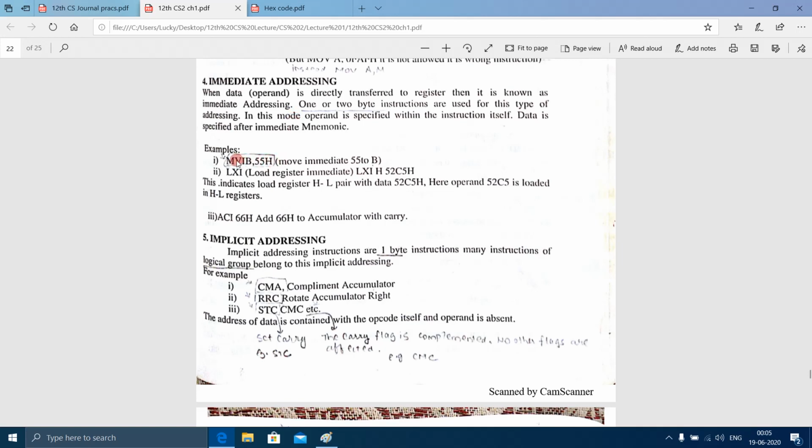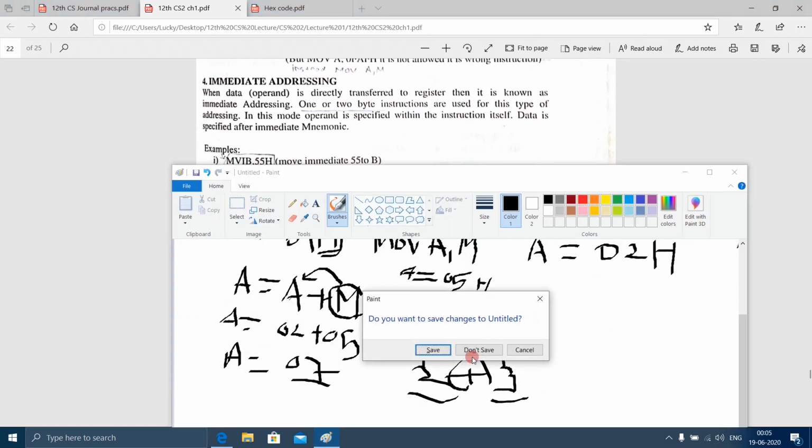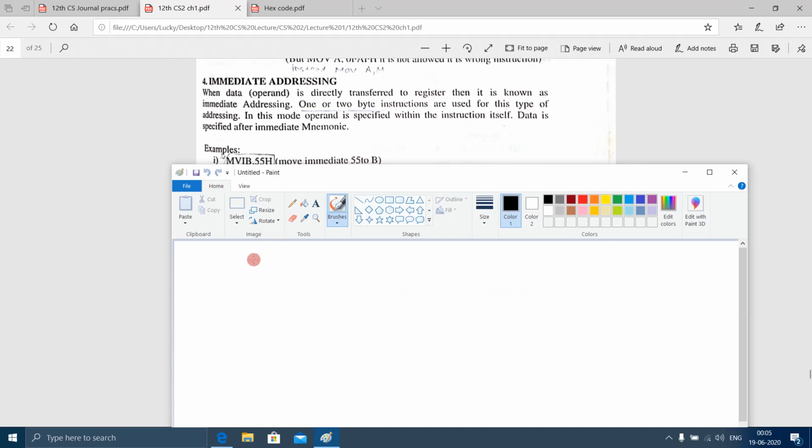Let us start with the example. The example given is MVI B, 55H.